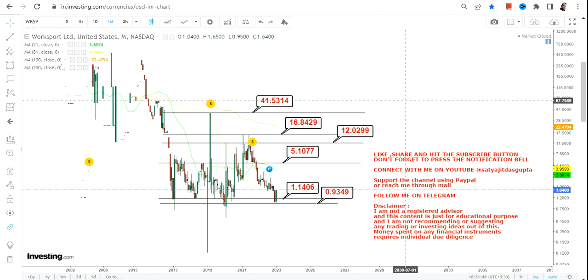Anyways, as far as the levels are concerned, the immediate target will be 5, above which we have 12 and 16.8 or 17, and the big swing will push the stock towards $41 in the upcoming months and years.